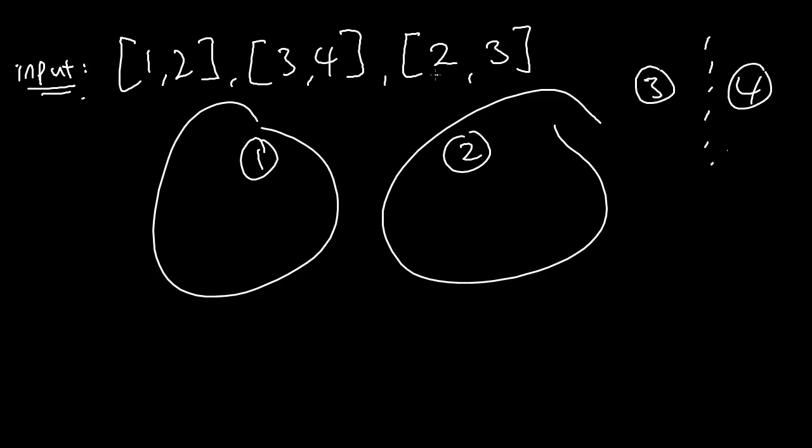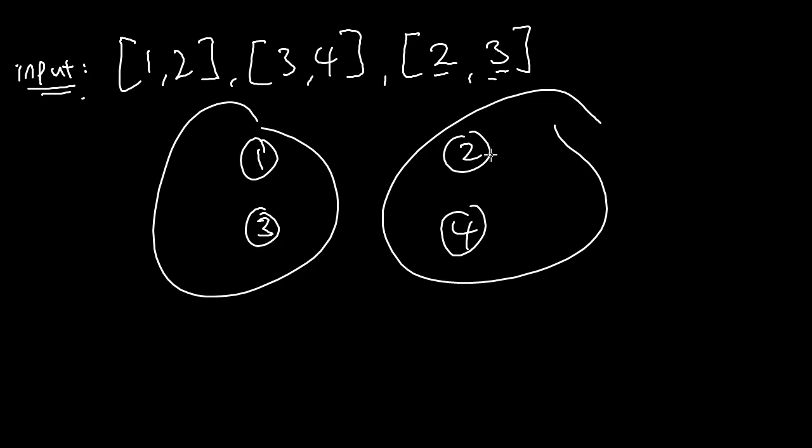And then we know that two dislikes three. So actually, from here, we know that three should be here. And because three dislikes four, that means four should be here. So this gives us a good bipartition. The people in here don't dislike each other, and the people in here don't dislike each other, but the people across do dislike each other.